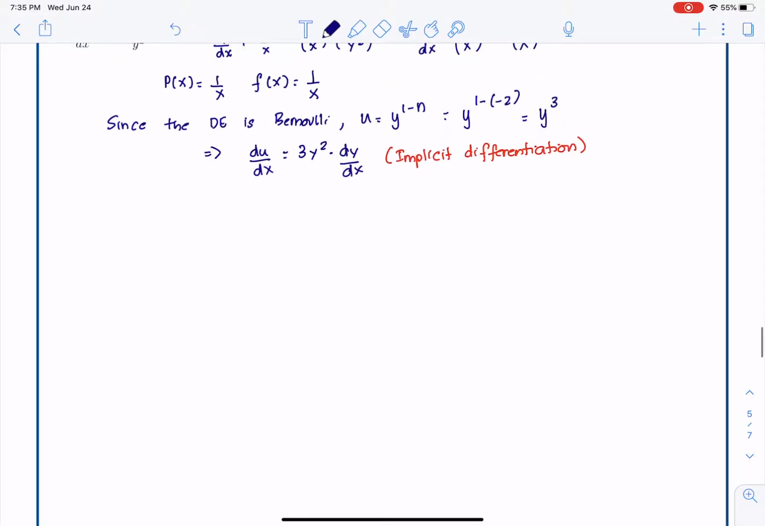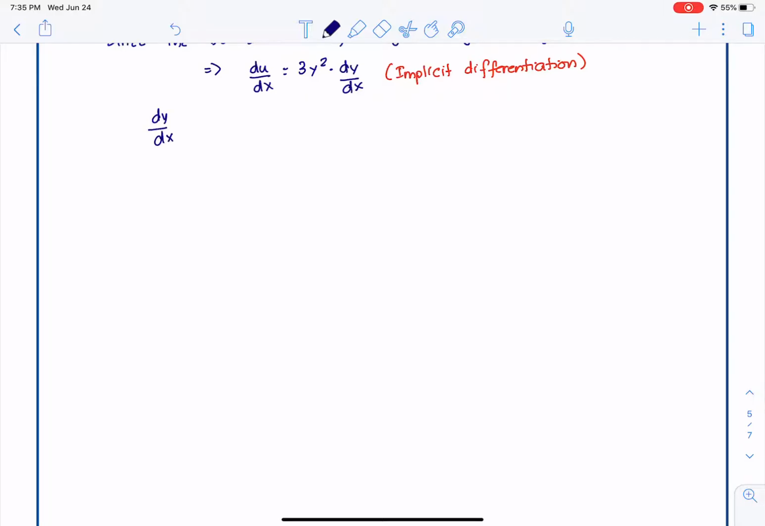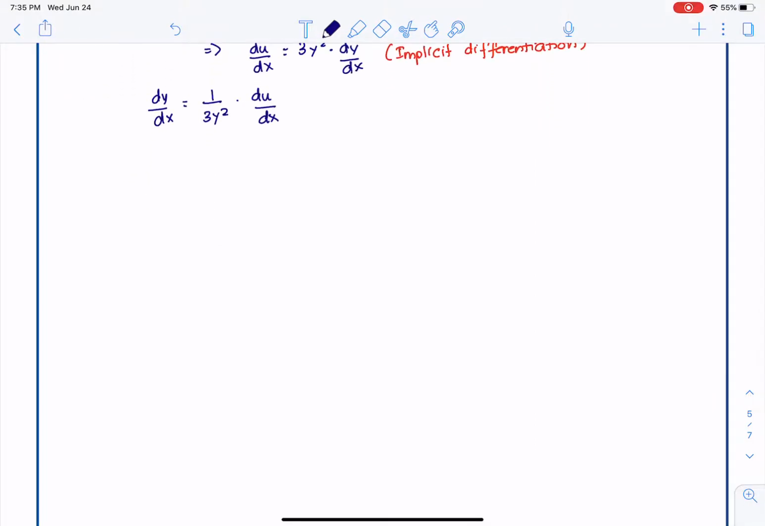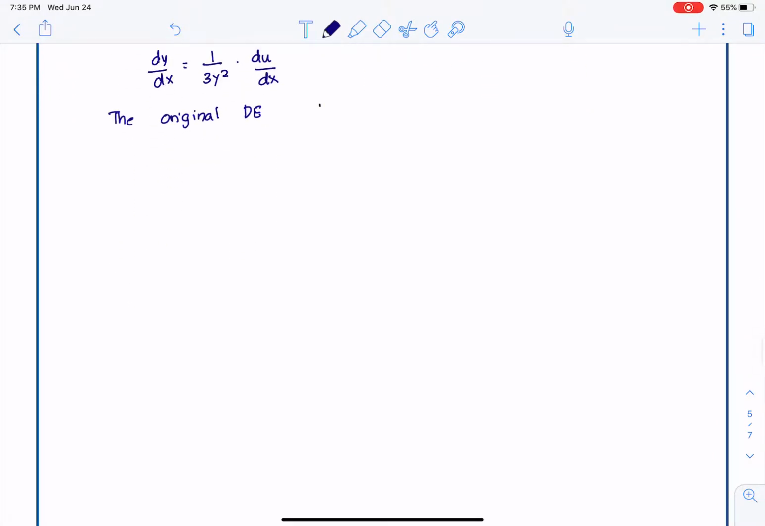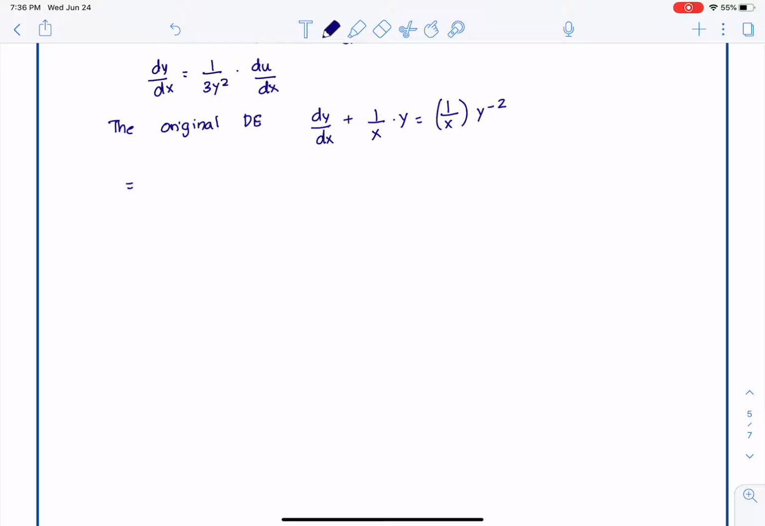So that is what we have, and I am going to rewrite dy over dx as 1 over 3y squared du over dx. I'm going to go back and replace the original DE with what I have. So dy over dx plus 1 over x times y equals 1 over x times y raised negative 2. I'm going to replace dy over dx by the substitution, 1 over 3y squared times du over dx plus 1 over x times y equals 1 over x times y raised negative 2.